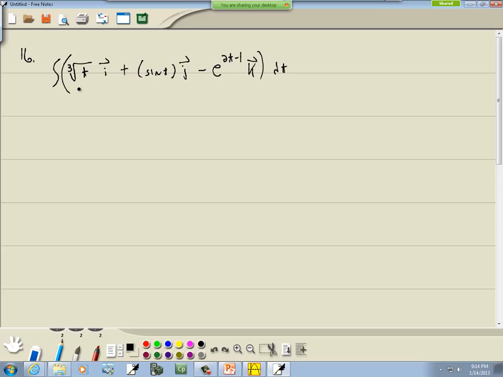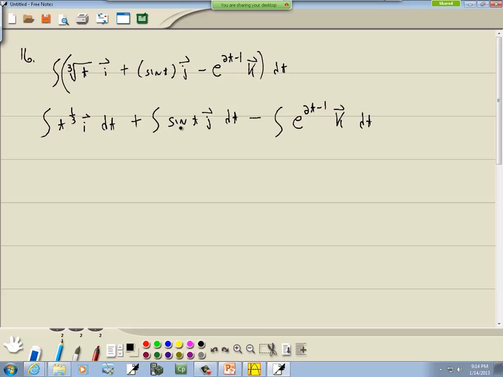Now we're treating each one of the component functions separately. So if you need to split them up, then do so, if it helps you to see how to find the integral. Keeping in mind that we have to have our constant vector thrown on at the end, this would be the integral of t to the 1/3 i with respect to t, the integral of sine t j with respect to t, minus the integral of e to the 2t minus 1 k with respect to t.